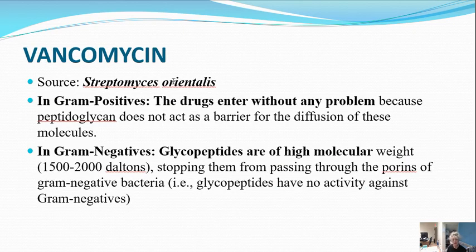Let's take a look at vanco. In gram-positive, the drugs enter without any problem because the peptidoglycan does not act as a barrier for the diffusion of these molecules. In gram-negative, however, glycopeptides are of high molecular weight, stopping them from passing through the porins of gram-negative bacteria. So that's why glycopeptides have no activity against gram-negative. Got to remember how the gram-negative looks compared to the gram-positive bacteria, right?